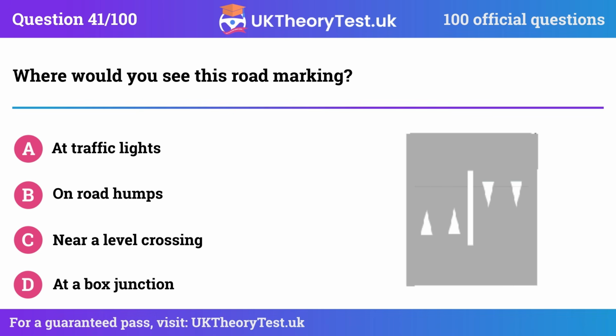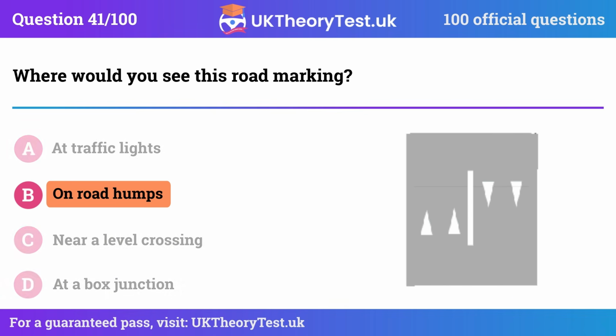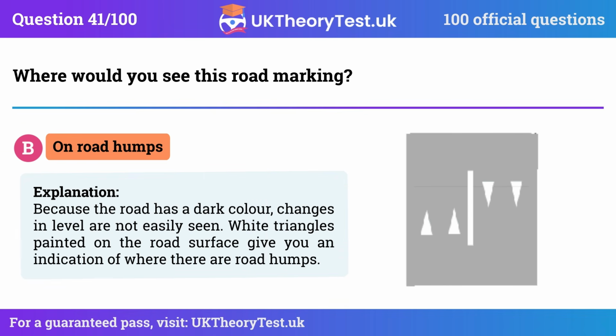The correct answer is B. On road humps. Explanation: because the road has a dark color, changes in level are not easily seen. White triangles painted on the road surface give you an indication of where there are road humps.